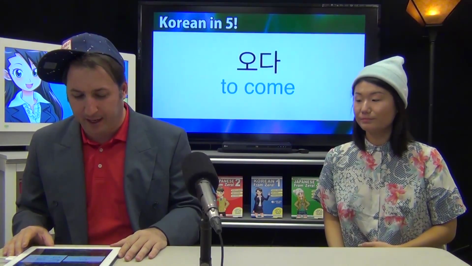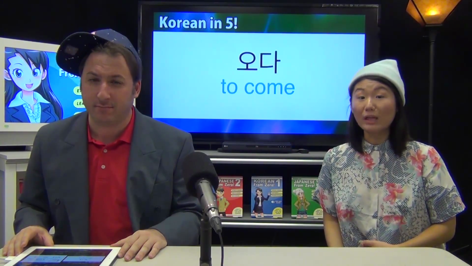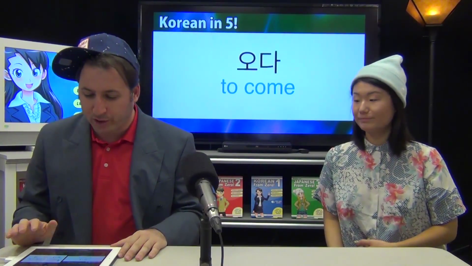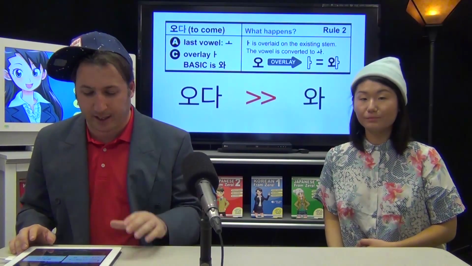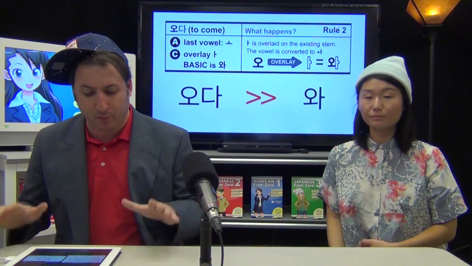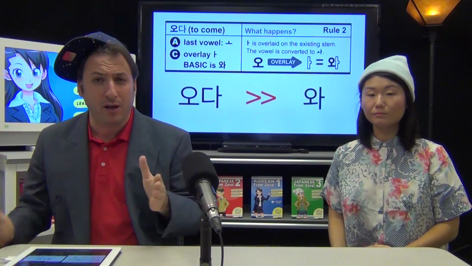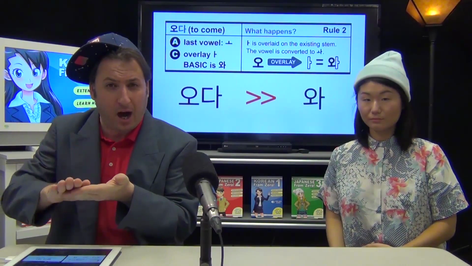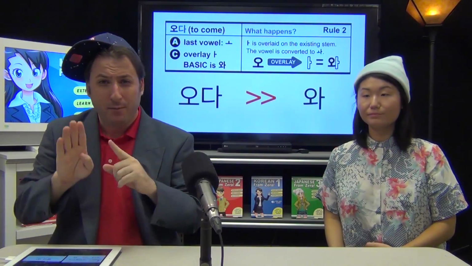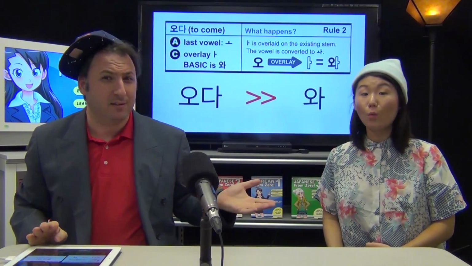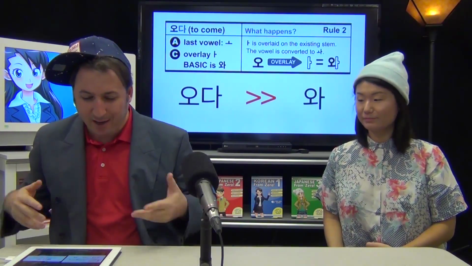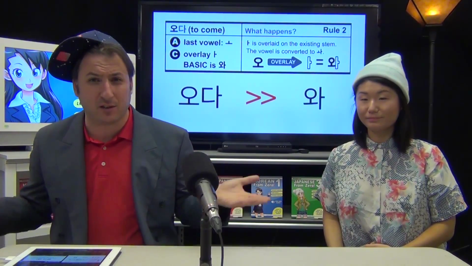Okay, let's look at a little bit more complicated one, because remember, we are overlaying. The difference between adding and overlaying is very significant, so let's look at that. The verb to come is 오다. 오다. We have a little bit of an explanation like this, where we show you working through the rules, but really, you don't change anything on the o, and you overlay an a. And when you have an o plus an a, what is it? 와. Wa.